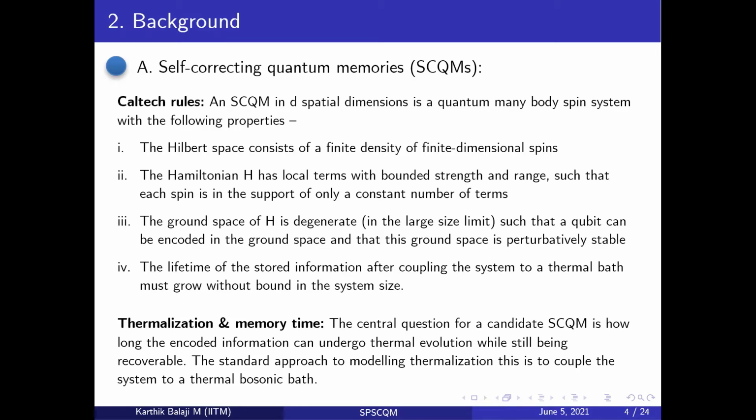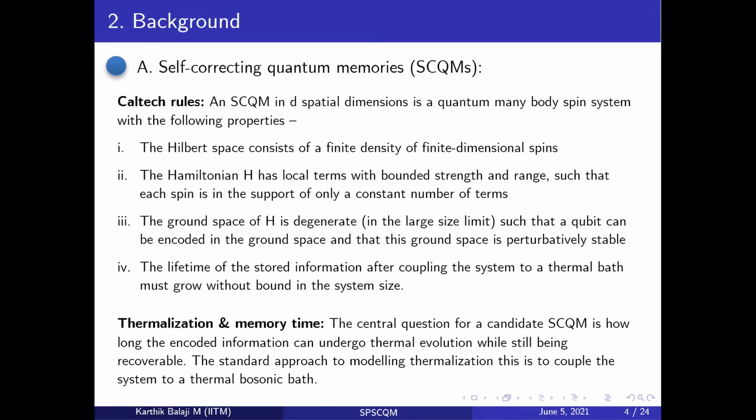The ground space of H is degenerate, such that a qubit can be encoded in the ground space, and this ground space is also stable to perturbations. And finally, most importantly, the lifetime of the stored information after coupling the system to a thermal bath must grow without bound in the system size. And we'll be showing that it grows exponentially with the system size.